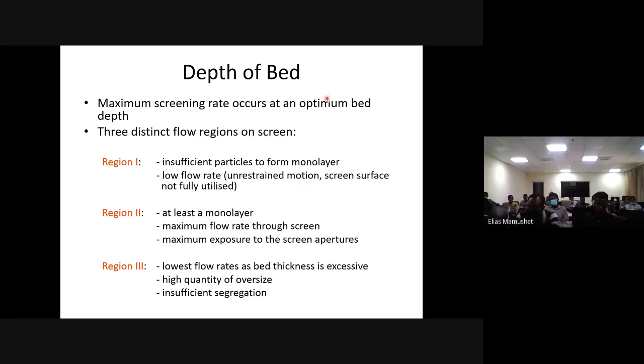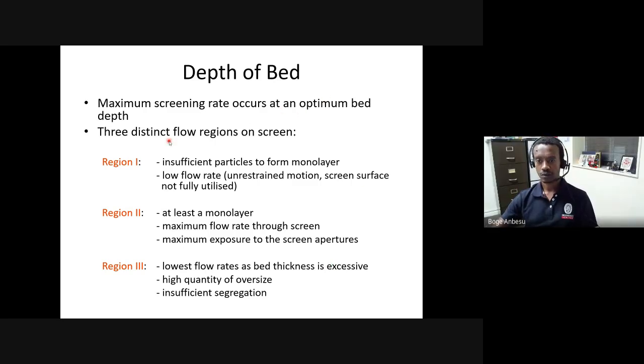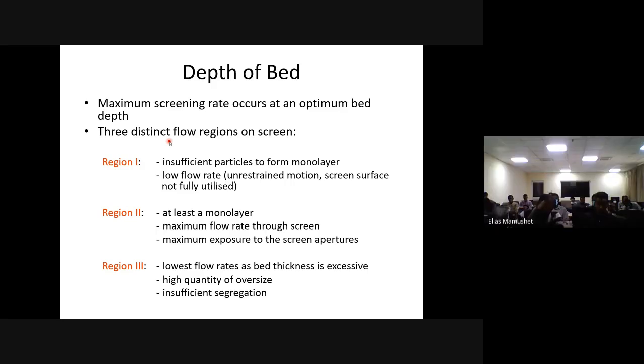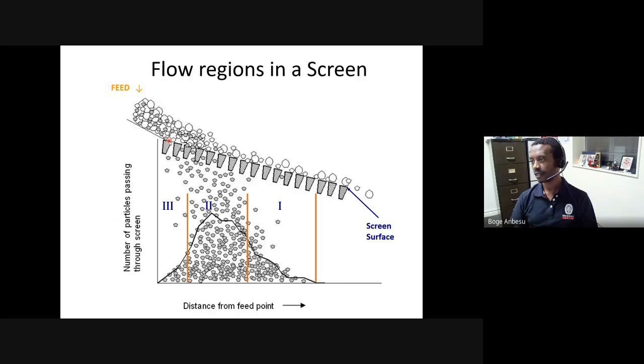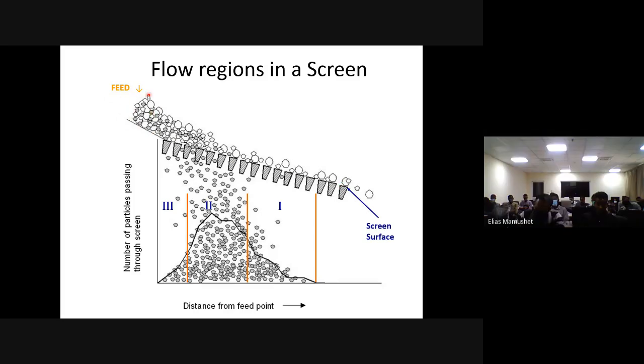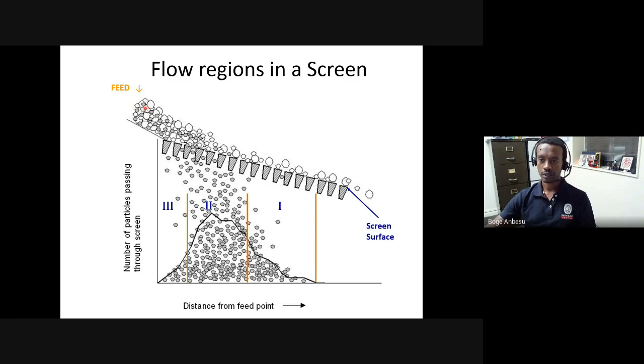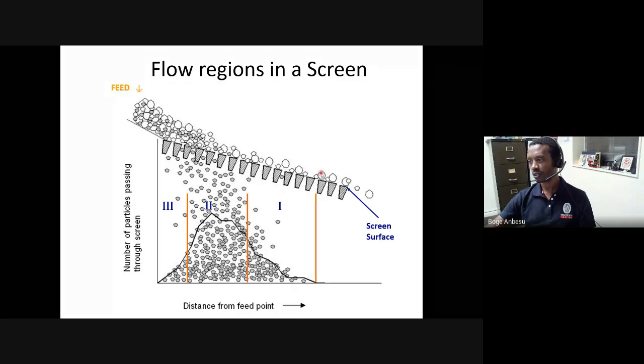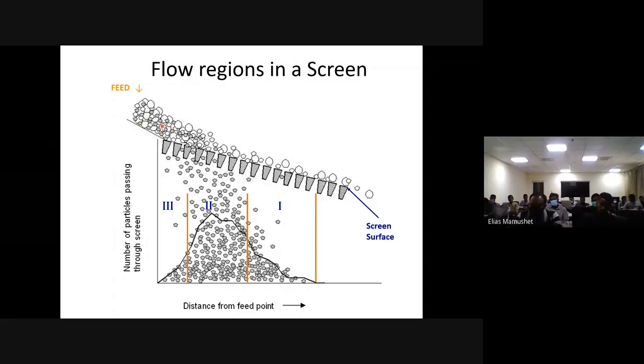Okay, depth of bed. This is how you load the screen. Obviously, you can give it too much material and overload the screen, or you can feed it in a very thin layer. Either way, you can talk about different consequences of that. Maybe I'll talk about this one here. If this was your screen, at the feed end you have fine material and coarse material, everything clogged together. So unless you apply some motion or particles make their way down on the screen, screening here is very poor.